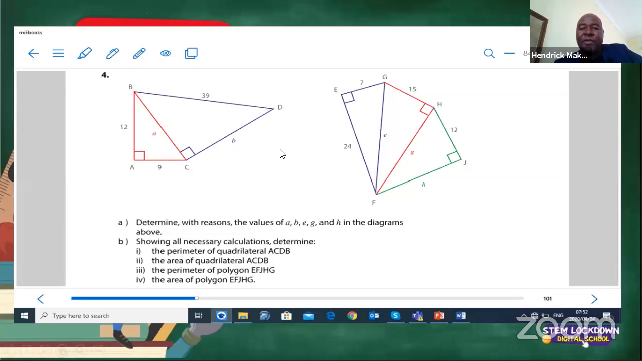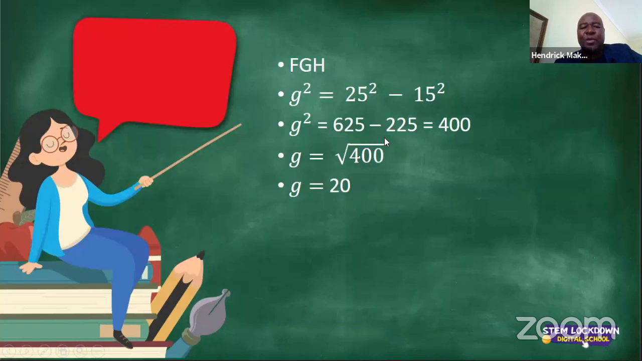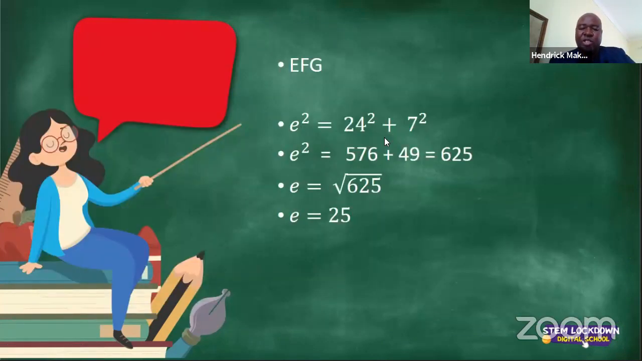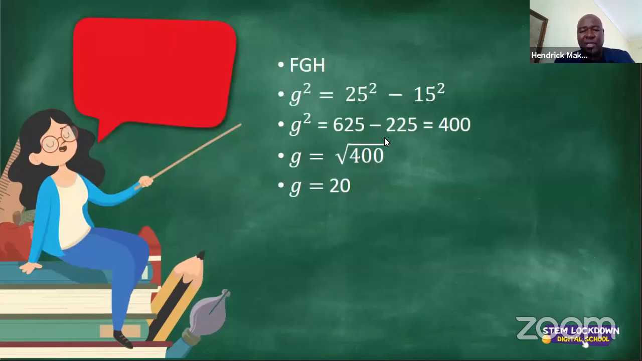Yes, we have said that G relies heavily on E. And of course, we found the value of E in the previous slide, and we also found the value of G. The value of E, which is 25. And of course, the next value there was that of G, which is 20.